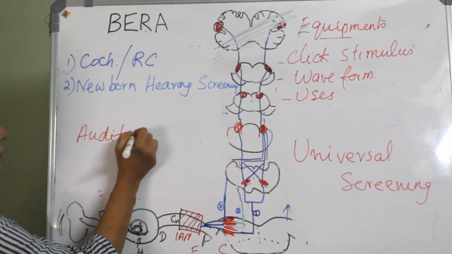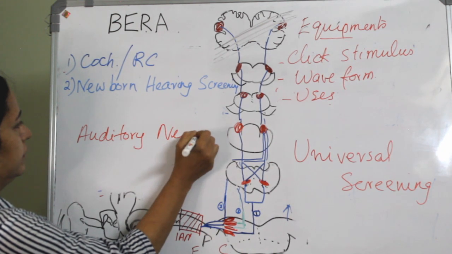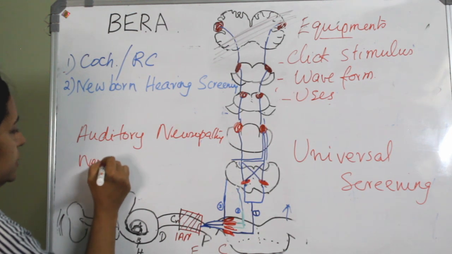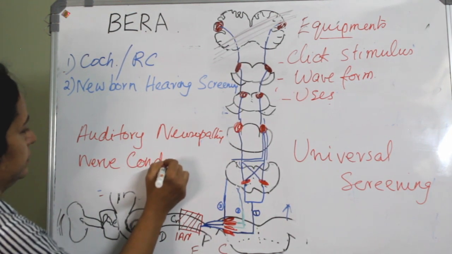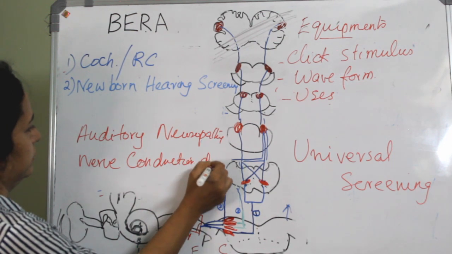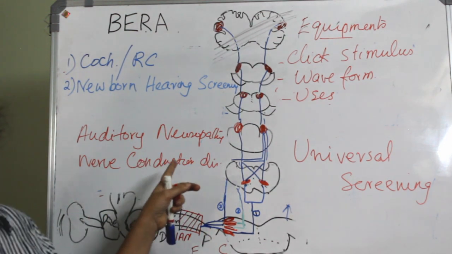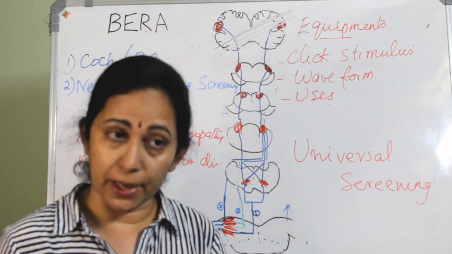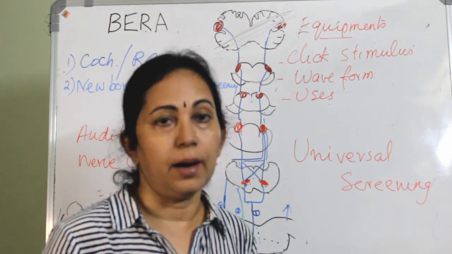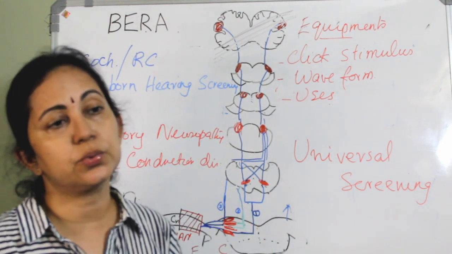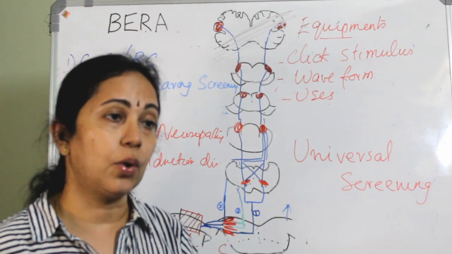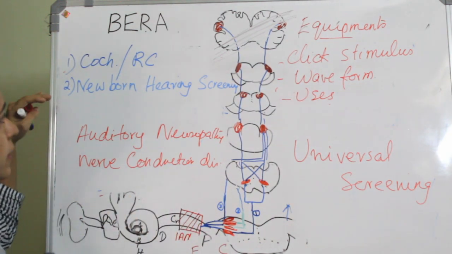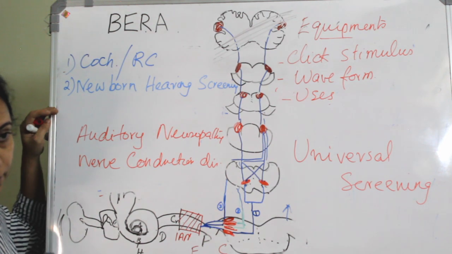Auditory neuropathy or nerve conduction disorders. In auditory neuropathy, the peripheral system will be normal, so the child will get a pass in OAE, but ABR will be abnormal. So it is better to do a confirmatory ABR in all cases of high risk children also. So the second is newborn hearing screening test.